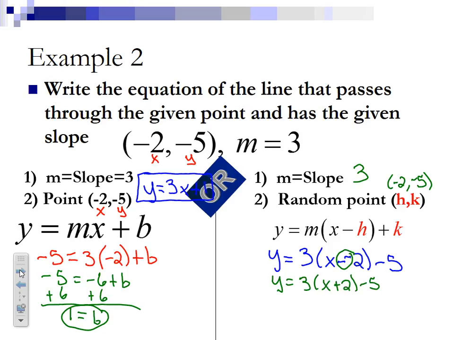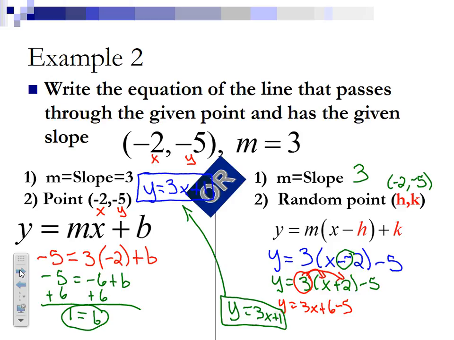Now it's fine if we leave it here, but I wanted to look in the y equals mx plus b form, so I'm going to take it to the next step. So I'm going to distribute out that 3. So I'm going to get y equals 3x plus 6 minus 5. If I combine my like terms, I'm going to get y equals 3x plus 1, which is exactly the same as we got over here. So either of these ways would work, ladies and gentlemen. It's up to you which way you would prefer.